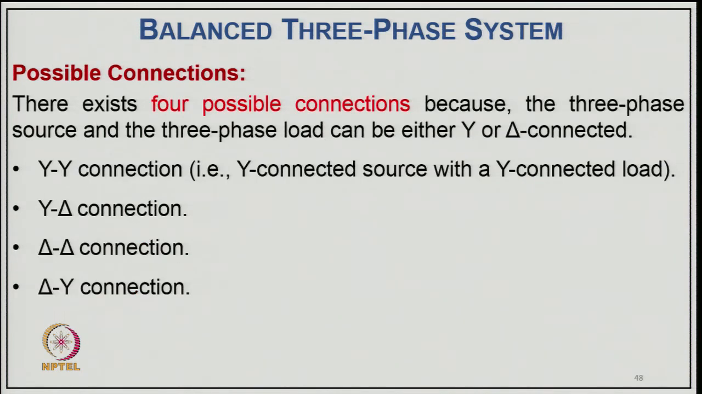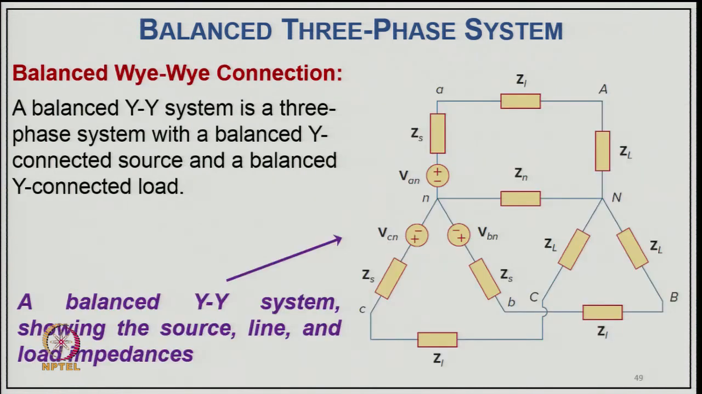Now, coming to the polyphase possible connections, there are 4 possible connections, because the 3-phase source and the 3-phase load can each be either star or delta connected. So, there can be a Y connected source with a Y connected load, or a Y connected source with a delta connected load, or a delta connected source with a delta connected load, and a delta connected source with a star connected load. So, all 4 combinations we can have in practice.